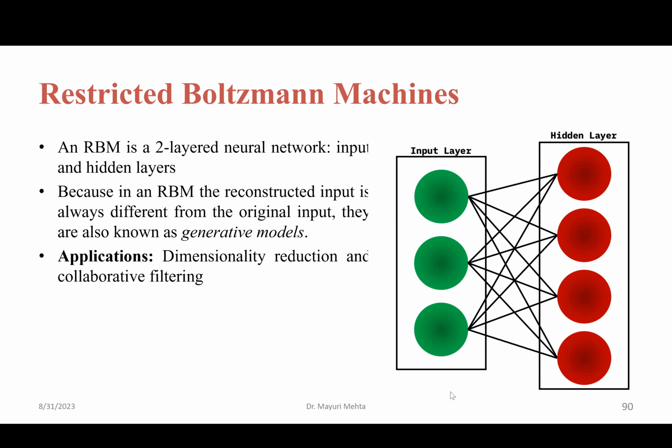In an RBM, the reconstructed input is always different from the original input. They are also known as generative models. If you learn later versions of deep learning, you may learn about these generative models. So this RBM is also known as a generative model. Also, because of the built-in randomness, same predictions result in different outputs.